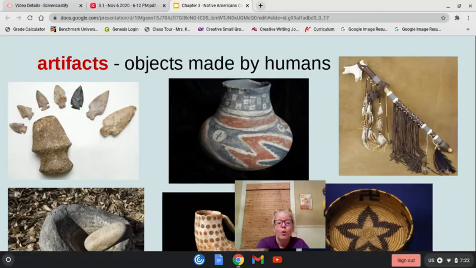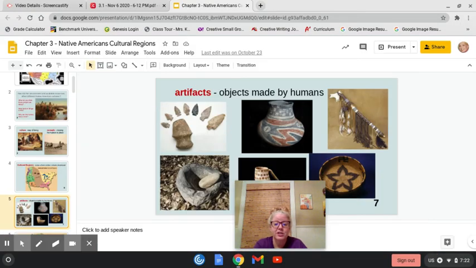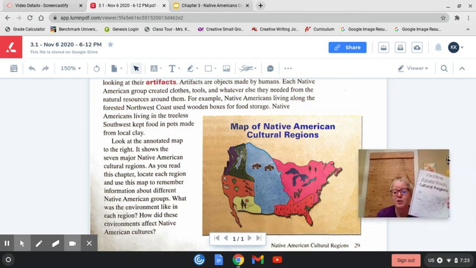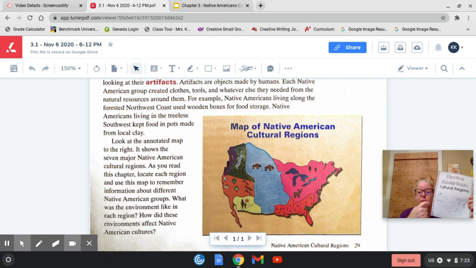Okay, so what you're going to do now that we've read section 3.1 is you're going to complete in your chapter 3 packet the page for section 3.1, and you're also going to complete this map. And this map shows the Native American cultural regions, and you can color code this any way you want. You can either color it like the example that we saw over here. If you'd like to use the same colors, you are certainly free to do that, or you could use your own colors if you want. It's up to you.